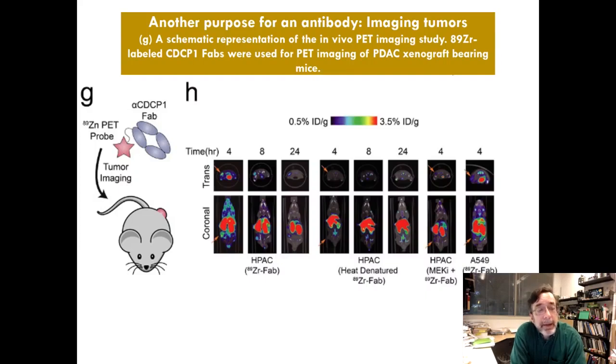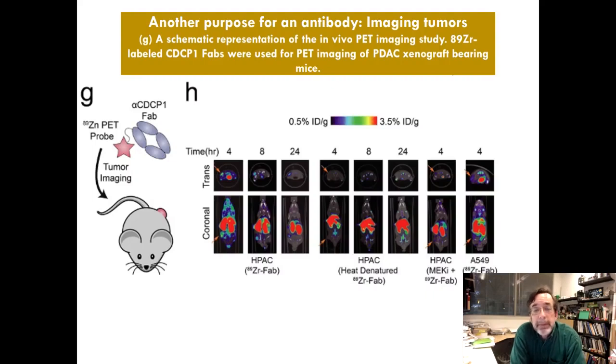And what they do is they have a FAB antibody fragment that binds CDCP1, just like on the other things. And instead of being bound to a poison, it's bound to a PET probe. In this case, it's a particular isotope of zinc. And you give that to a mouse with a tumor, and you see how well it goes to the tumor and how much it lights up.